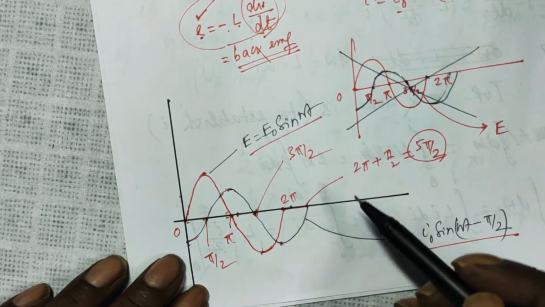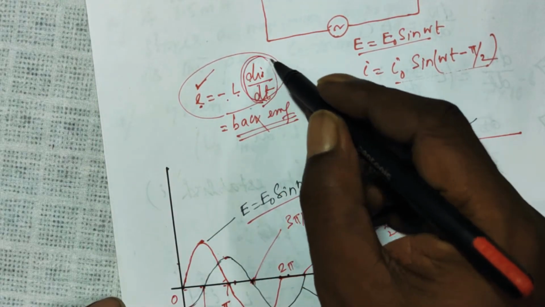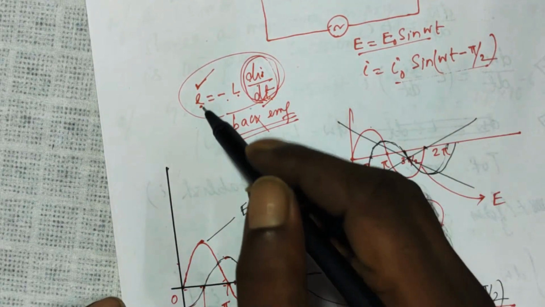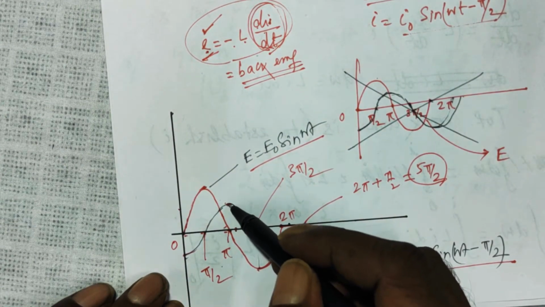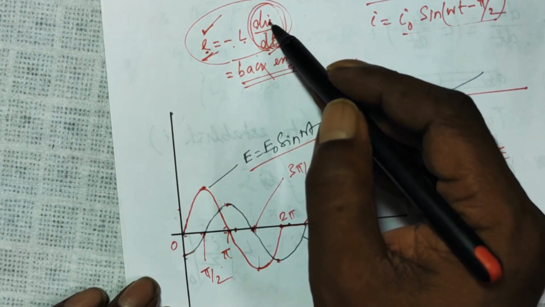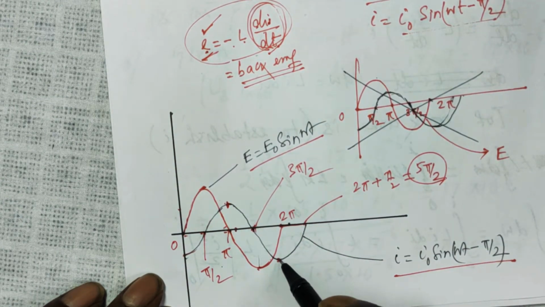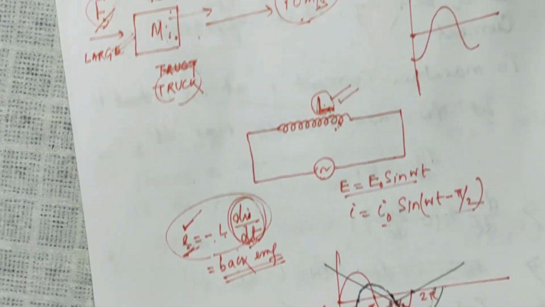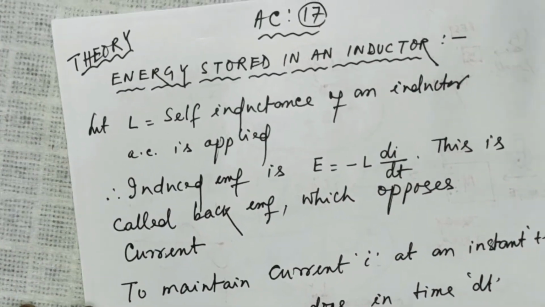Now look, at what point will this di by dt be 0, meaning there is no back EMF? Look at the point here. Here the current is maximum, that is I naught. So your I becomes maximum, and the derivative of a maximum, a constant, is 0. So here there is no back EMF, and at this point also there is no back EMF, right? Now let us come back to the derivation part of it, which is very simple.